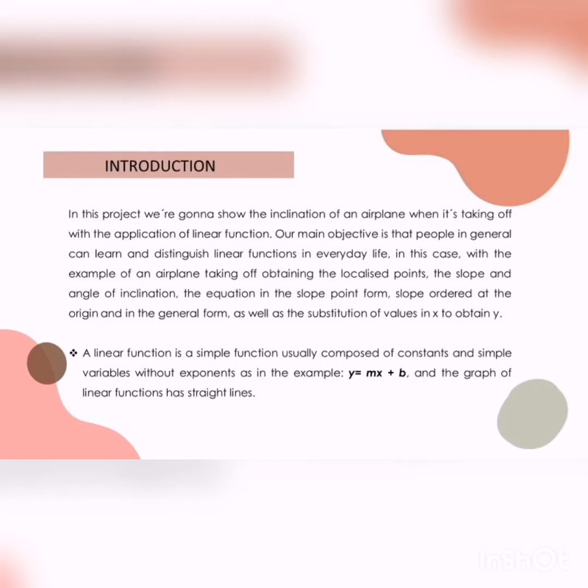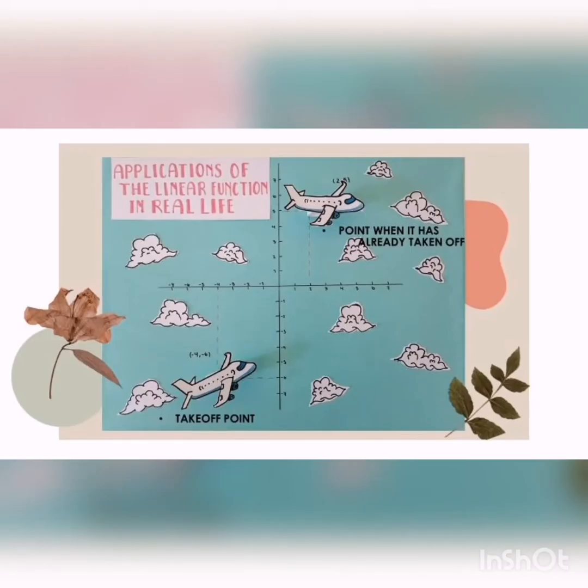A linear function is a simple function usually composed of constants and simple variables without exponents, as in the example y equals mx plus b, and the graph of a linear function is a straight line. For this model, we drew a Cartesian plane at the base where we marked the coordinates of the takeoff of the plane and the coordinates where it already took off.